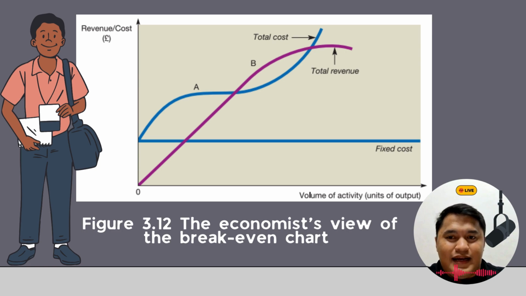Why is it curved in an S shape? When a company first starts producing, it might get more efficient. It might get discounts for buying more materials, or its workers become faster. So the cost per additional unit might go down, making the total cost curve rise more slowly. This is often called economies of scale. This is the initially flatter part, like A, and the steeper later part, like B.